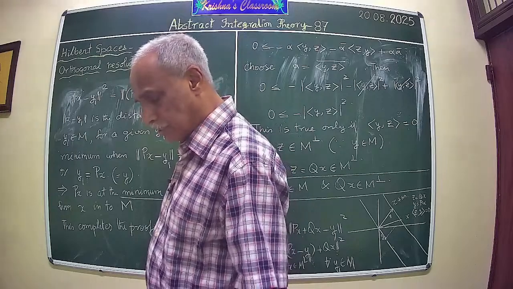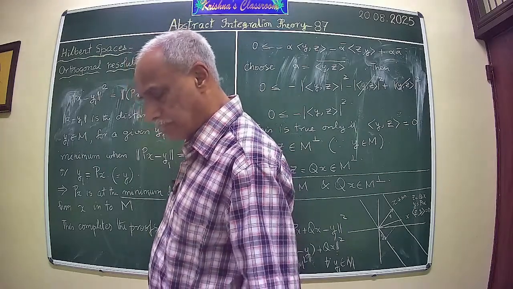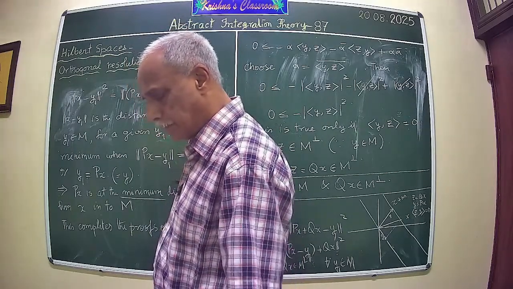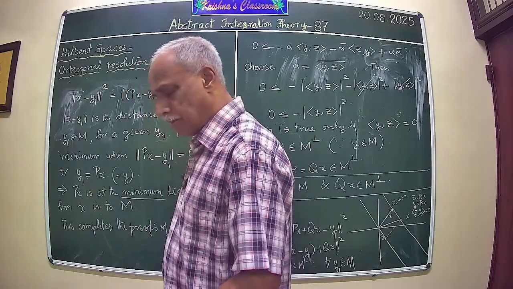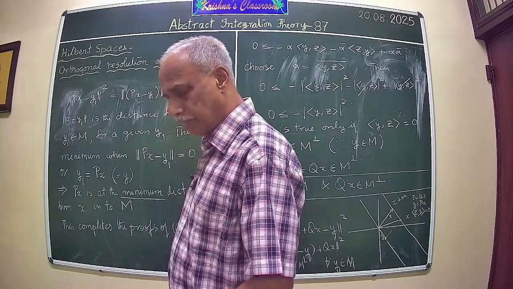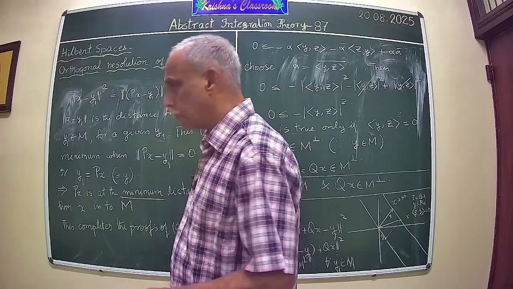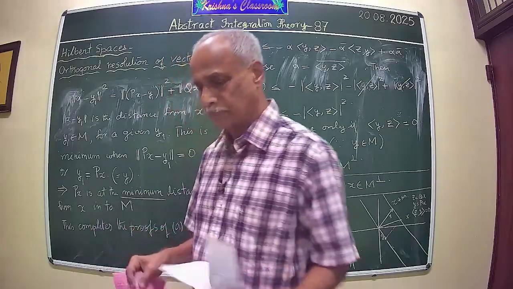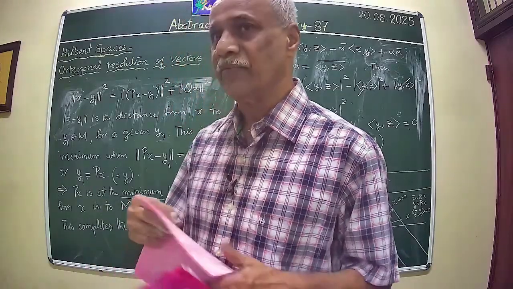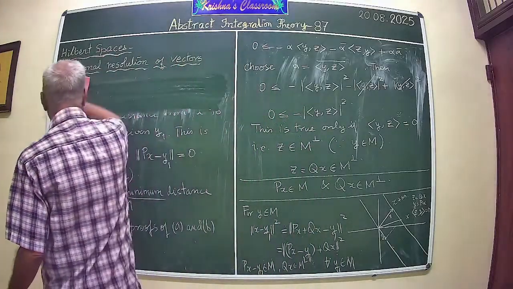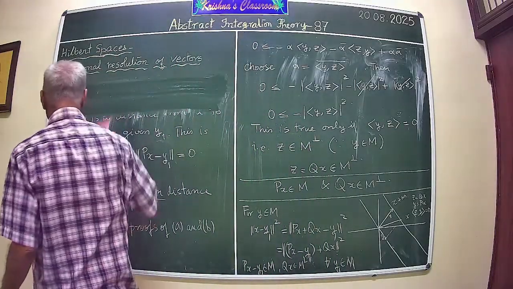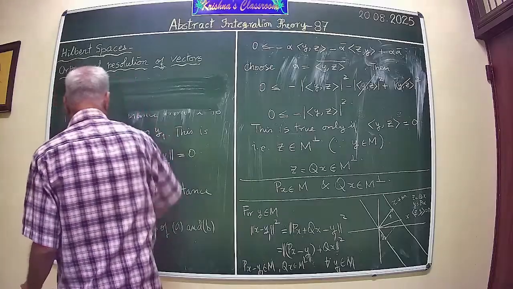Therefore, Px and Qx are the nearest points to x in M and M perp respectively. The mappings P from H to M and Q from H to M perp are linear. That's important because it is not visible. The way in which we have chosen, we have not imposed any condition on N. So let us compute this.